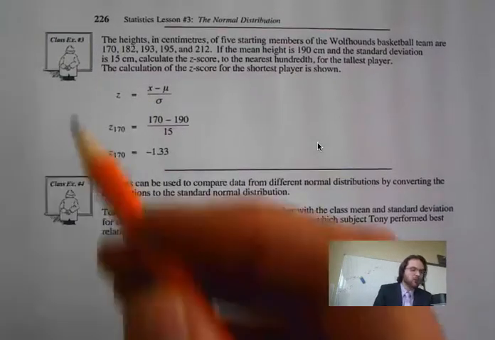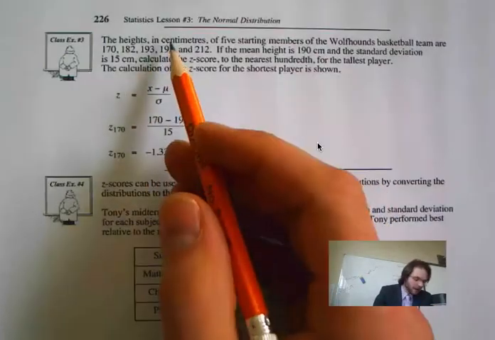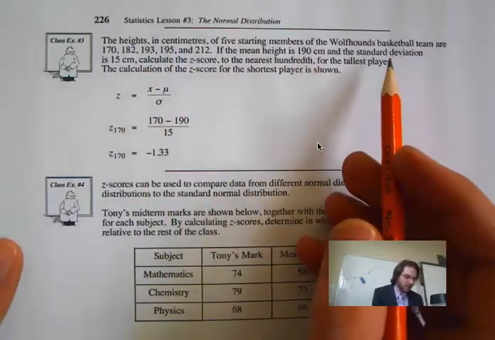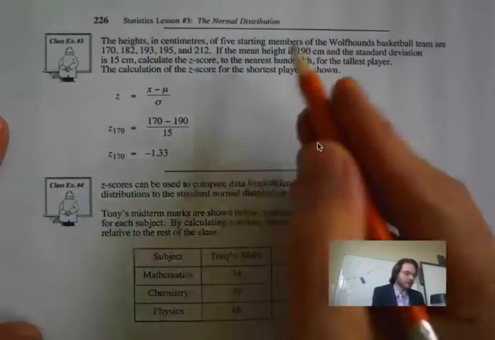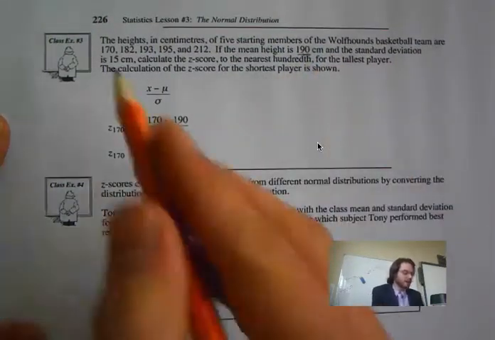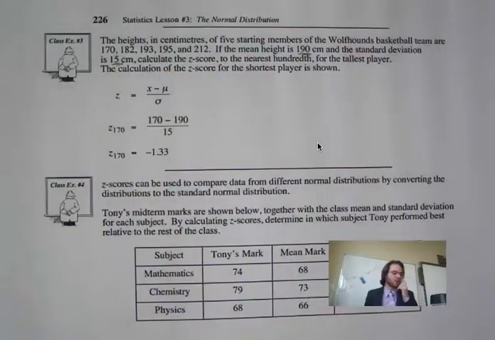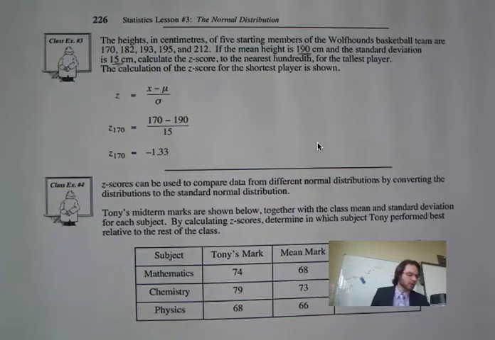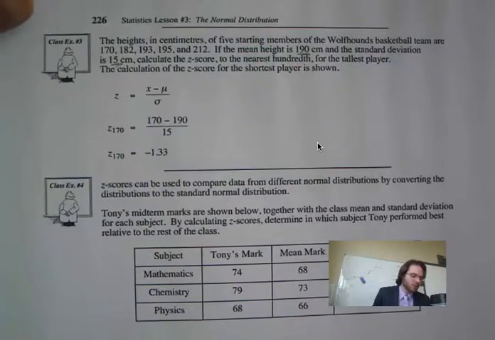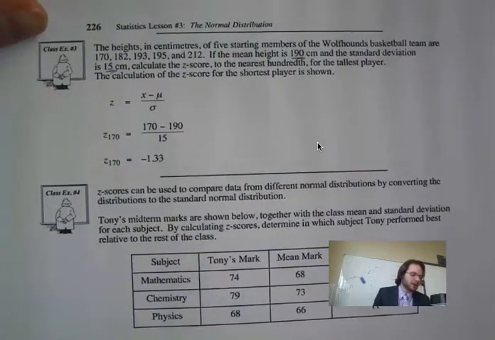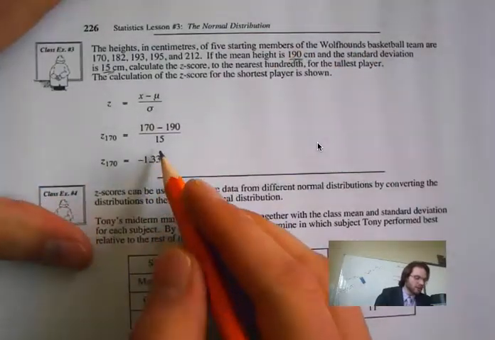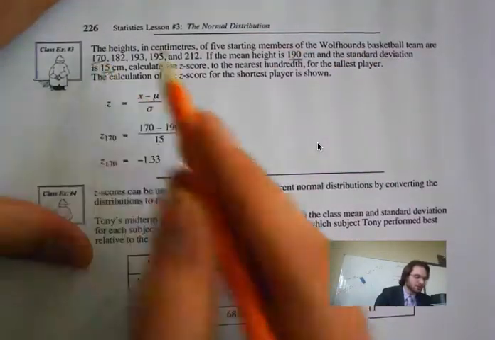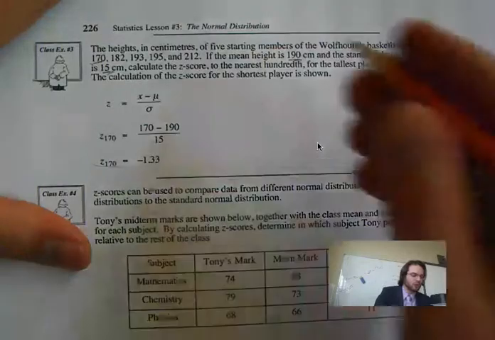So here in example 3, we have the heights of five starting members of a basketball team. And it already tells us the mean height is this. The standard deviation is 15. Calculate the z-score to the nearest hundredth for the tallest player. Then calculate the z-score for the shortest. So for this one here, they already did the 170, which is the shortest player. So now we want to do it for the tallest player.